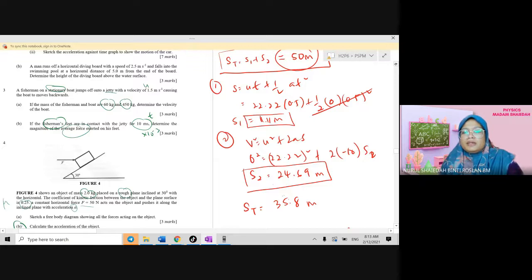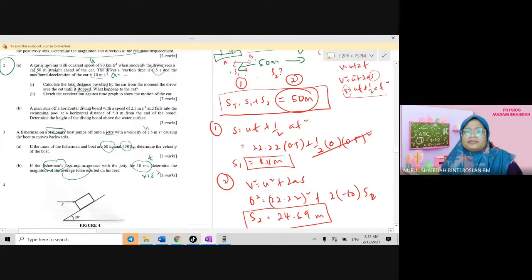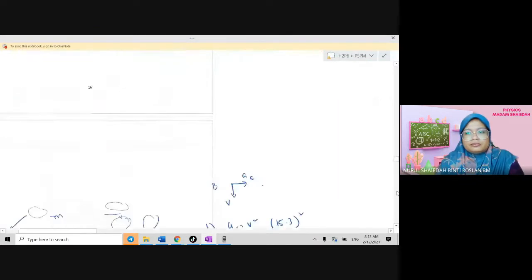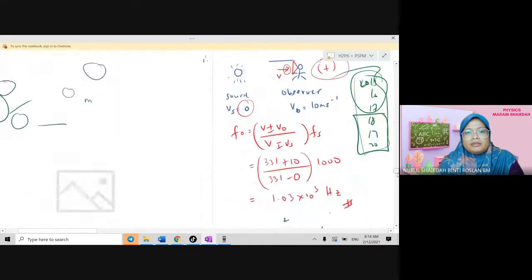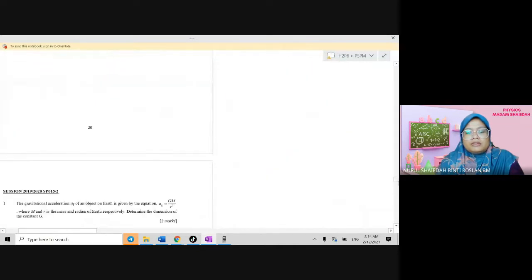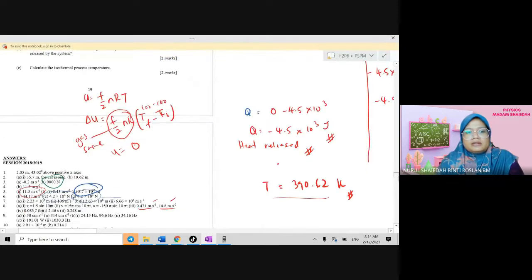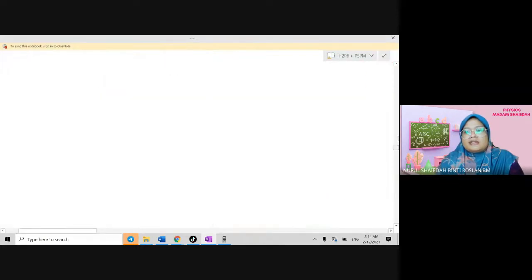So what happened to the cat? The cat is not, dia tidak dilanggar. So jawapan dia betul tak tu? So bila nampak dia soalan yang ada dua macam tu, awak kena buatlah situasi dia. Betul, the cat is safe.